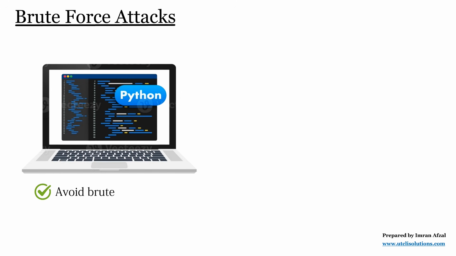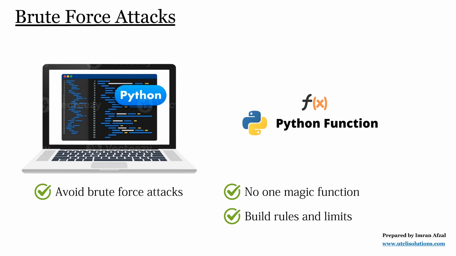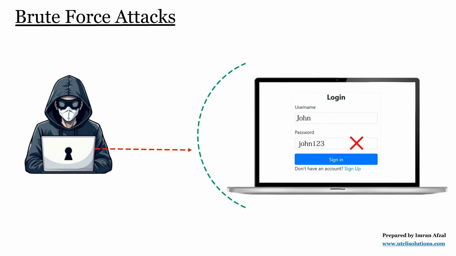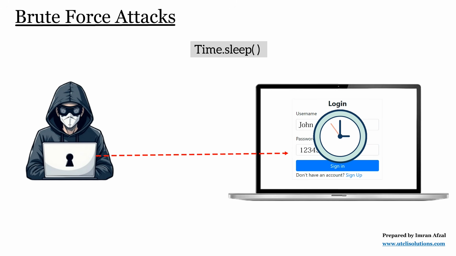To avoid brute force attacks in Python-based systems, we don't use one magic function. Instead, we build rules and limits using simple logic and common Python functions. The main idea is to block or slow down anyone who tries to guess the password too many times. We use functions like time.sleep from the time library, which helps us add a delay after each wrong attempt. This delay makes brute force attacks slower and harder.